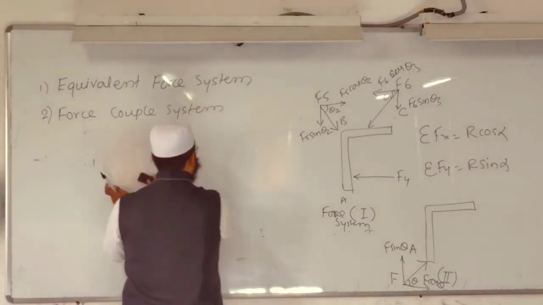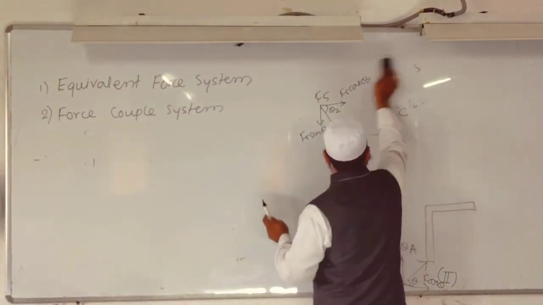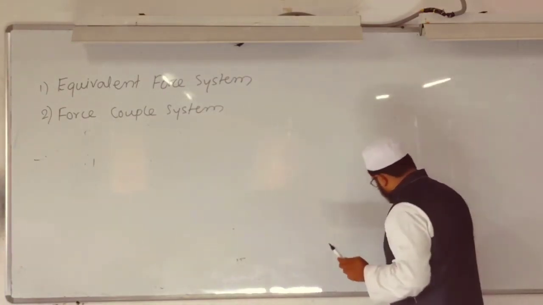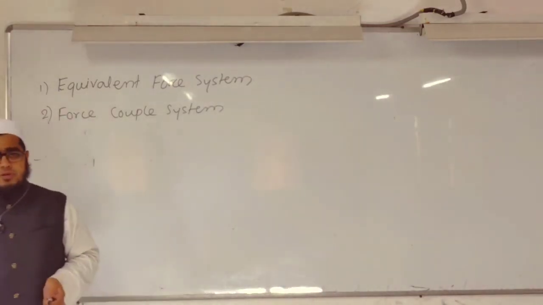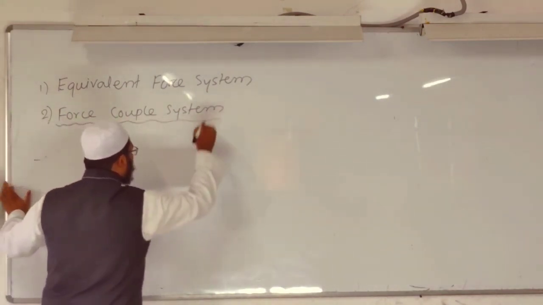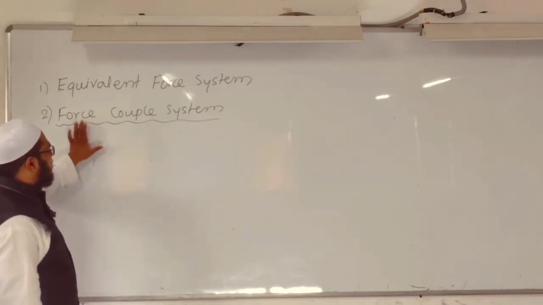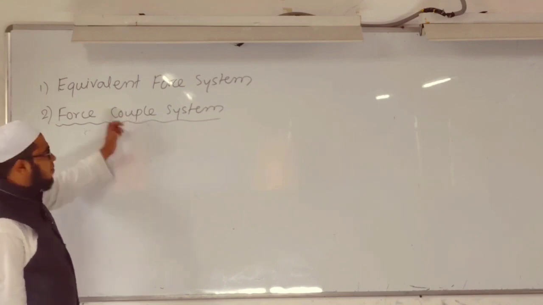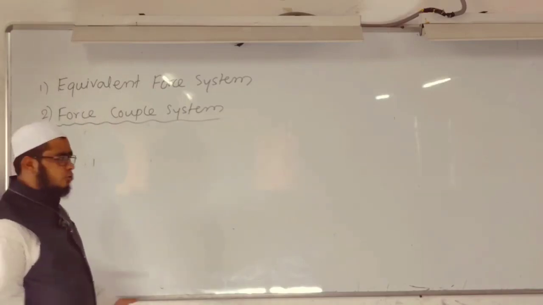Now we will see the force couple system. A force couple system is a specific type of equivalent force system in which the force system consists of a single force and a couple. From its name we can understand that in this force system there will be one force and one couple. How to obtain the combination of force and couple? Very simple.